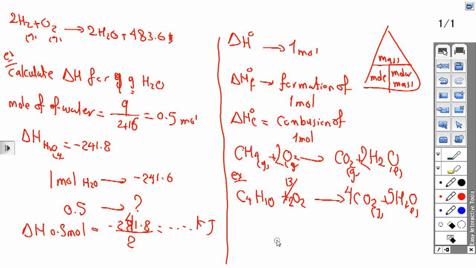So its delta H is the same, whether delta H of formation or combustion. But combustion, if the substance is broken down to produce something else.